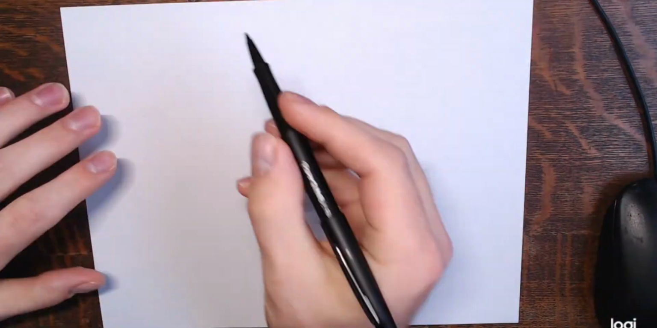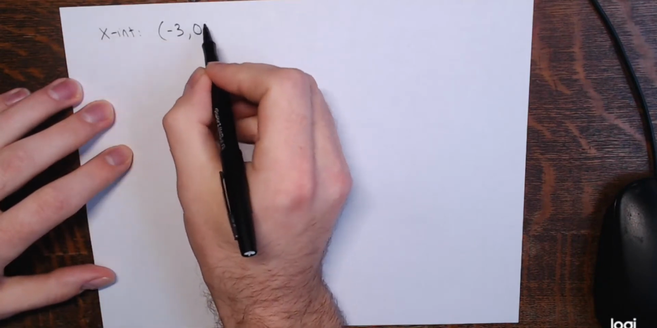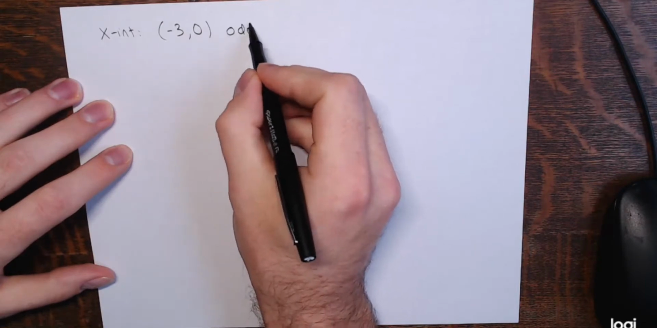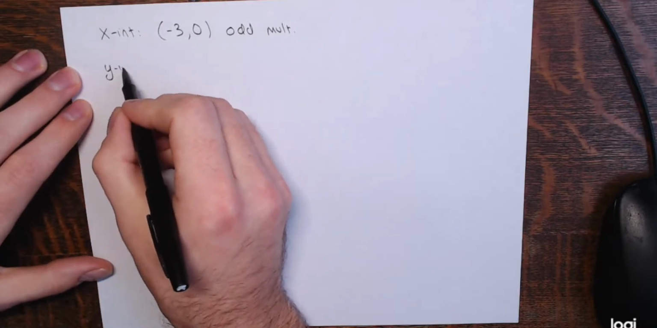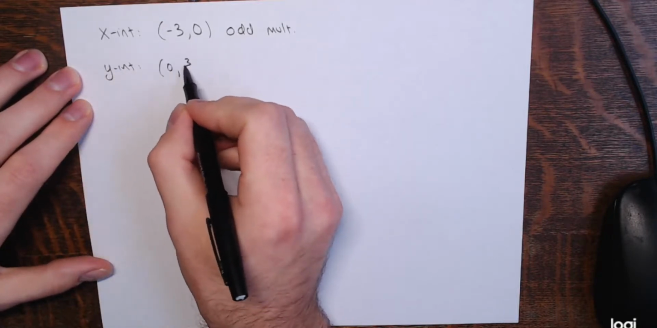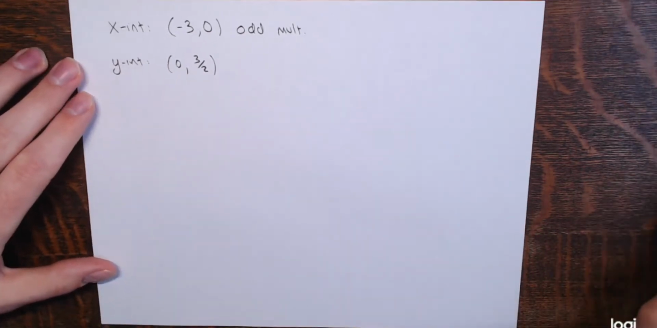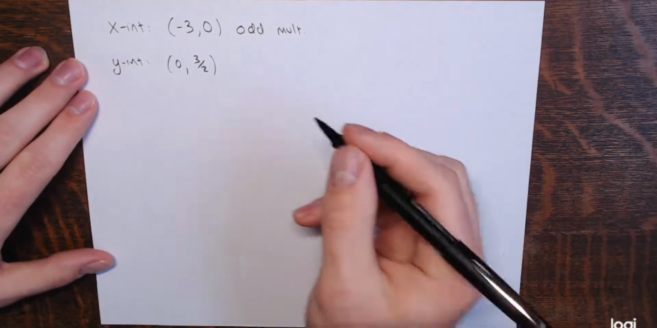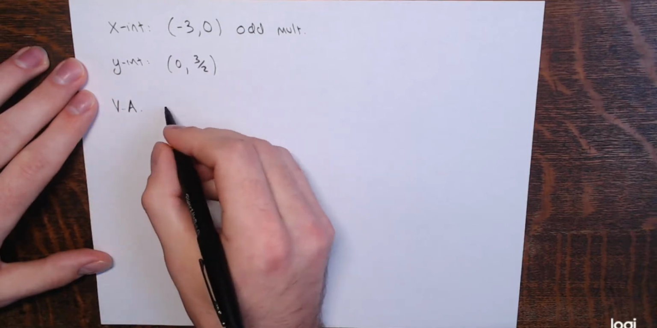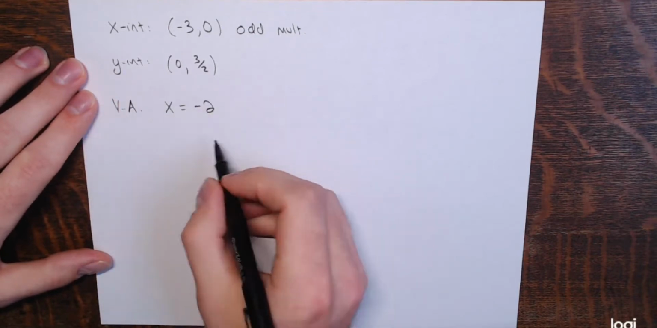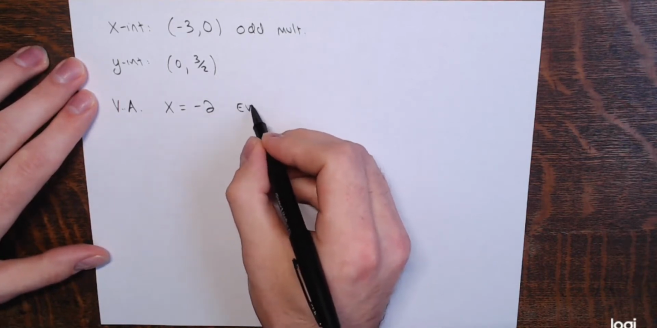So again, x-intercept is at -3, 0 with an odd multiplicity, right? The graph crosses over at x equals -3. Y-intercept is the point 0, 3/2, right? They told us this. And this is going to be used to find the value of a if I actually do it correctly this time. And then the vertical asymptote, I'll just put VA for vertical asymptote, is at x equals -2. But again, the graph is going in the same direction on both sides. So I'll have an even multiplicity on this.